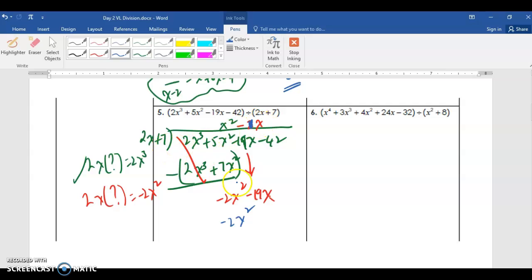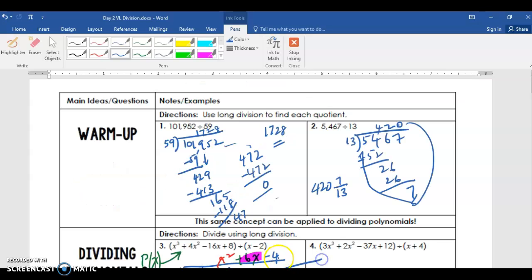And negative x times 7 is negative 7x. Right? So now subtract. This cancels. Negative 19 plus 7 is negative 12x. Bring down the 42. And repeat. 2x times what is negative 12x? It's negative 6. So negative 6 times 2x is negative 12x. Negative 6 times 7 is negative 42. And it has its own line.